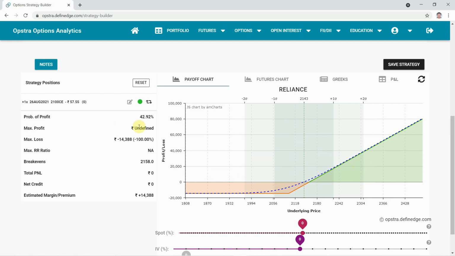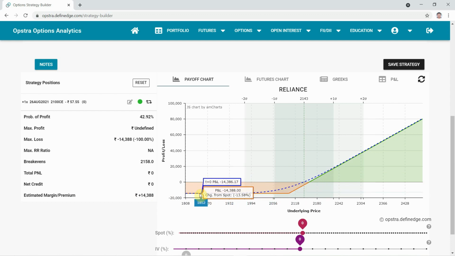Here you can see the max profit. This is undefined, that is infinite. As much as Reliance goes up, you would be earning profit. So max profit is infinite. And max loss, you know, is the premium amount that you have given. You can calculate it, that is 57.55 multiplied by 250. This is the required premium that you need to give to the seller, right? So in the worst case, this is the maximum loss. You can also see this in the payoff chart. In this red zone, you can see the maximum loss, that is the flat curve.